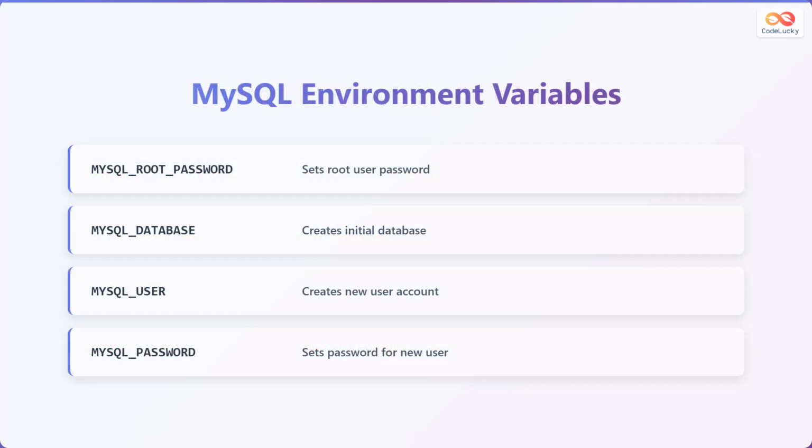When setting up a MySQL container, environment variables play a crucial role. Let's look at some key variables. The MYSQL_ROOT_PASSWORD variable sets the password for the root user. MYSQL_DATABASE is used to create an initial database when the container starts. You can also create a new user account with MYSQL_USER. And finally, MYSQL_PASSWORD sets the password for the new user.